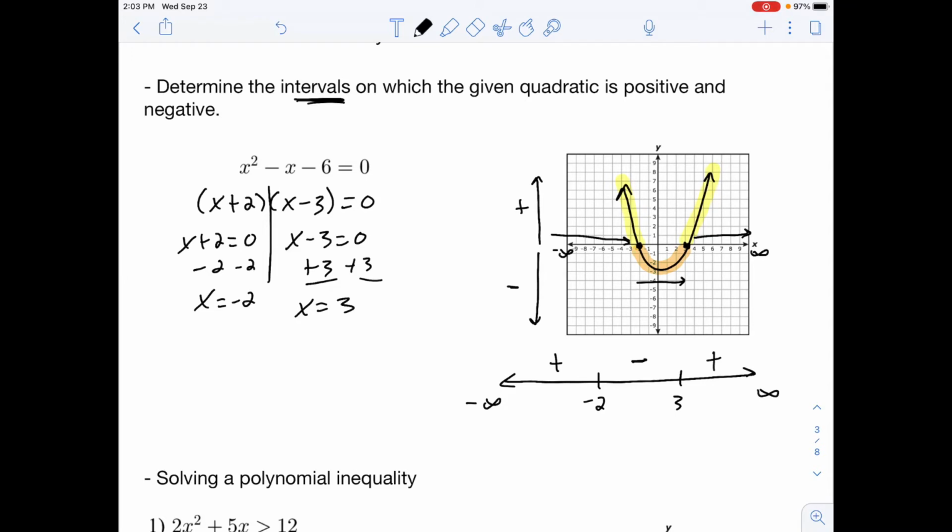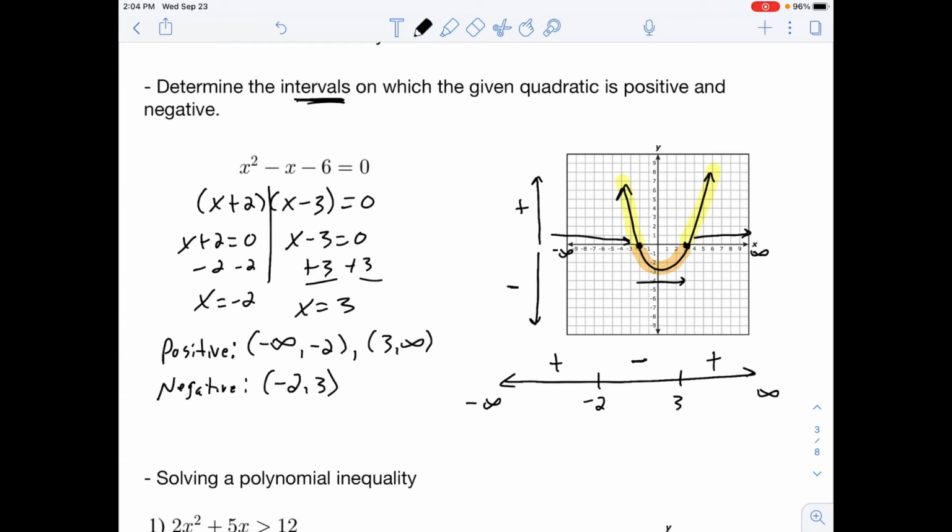So then how do we write out those intervals? It is positive from negative infinity all the way to negative 2. It's also positive from 3 to infinity. And then it is negative from negative 2 to 3. We don't have to worry about brackets for this. We're just trying to describe the interval, so parentheses are fine. So that is how we can determine whether a function, or in this case a quadratic, is positive or negative.